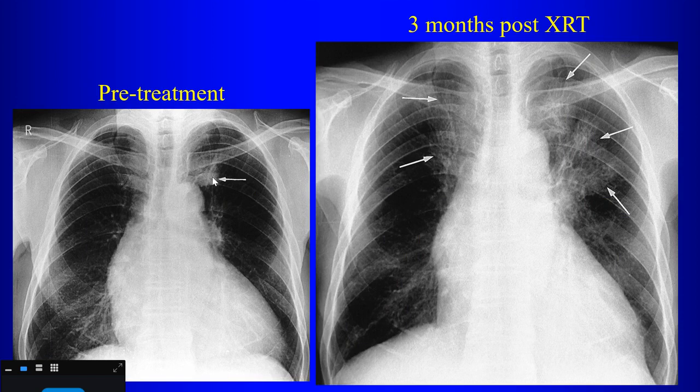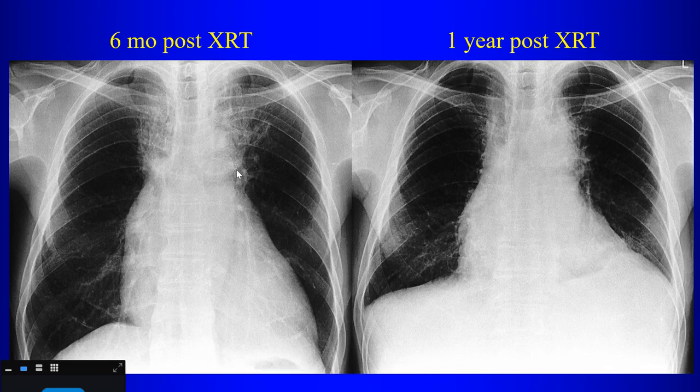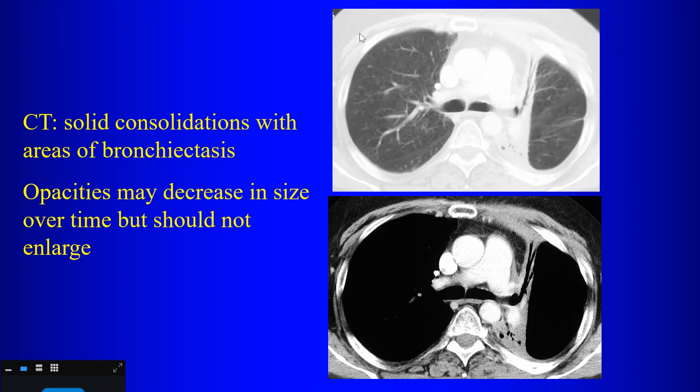Another nice example, here's the tumor. 3 months after treatment, you can see both sides of the mediastinum got treated here. You can see the consolidations for post-radiation pneumonitis. And then you can see as the time goes on, they get smaller and smaller and start to contract. So the abnormalities get smaller and you get more fibrosis as the time course goes forward.